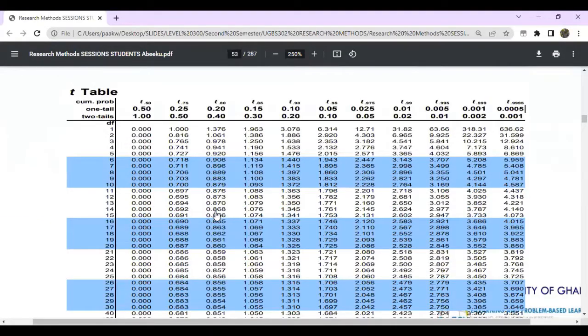Can you see the table now? Can you see the table? No. Yeah, you can see the table now.